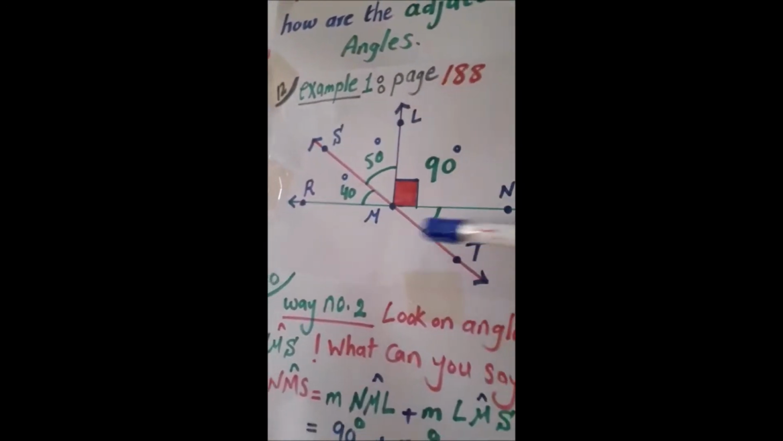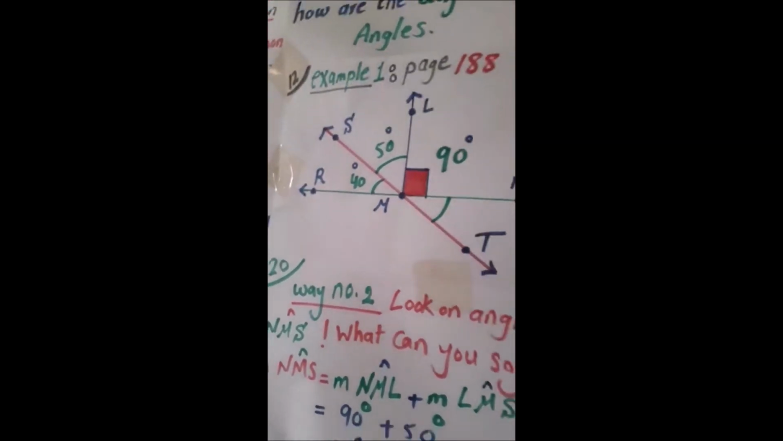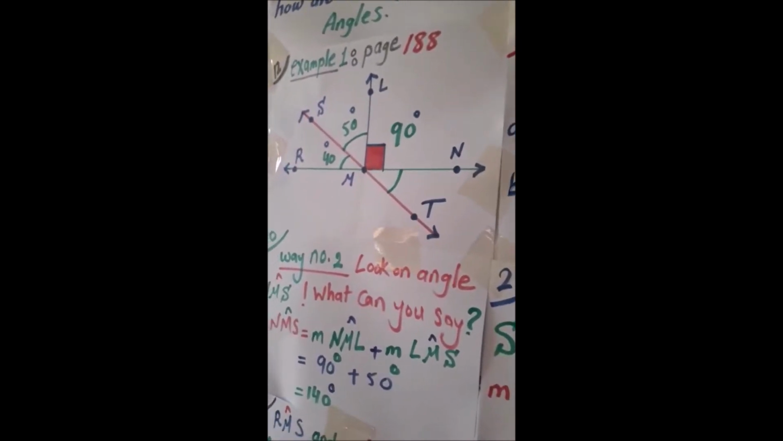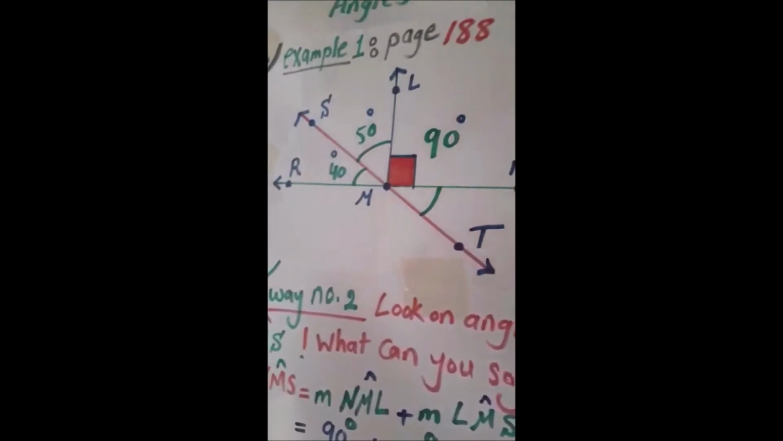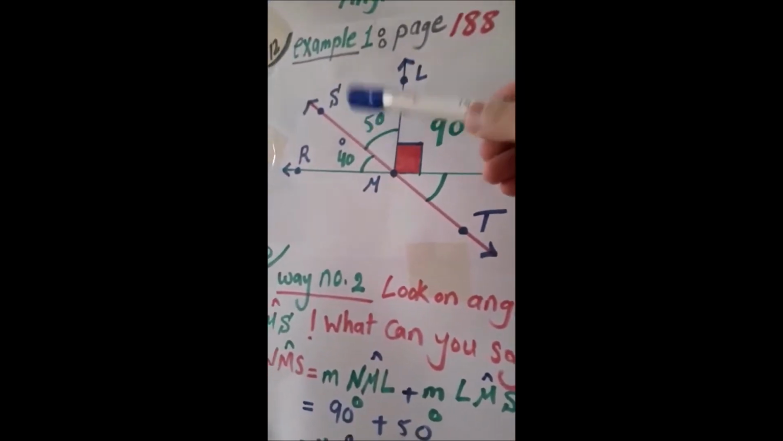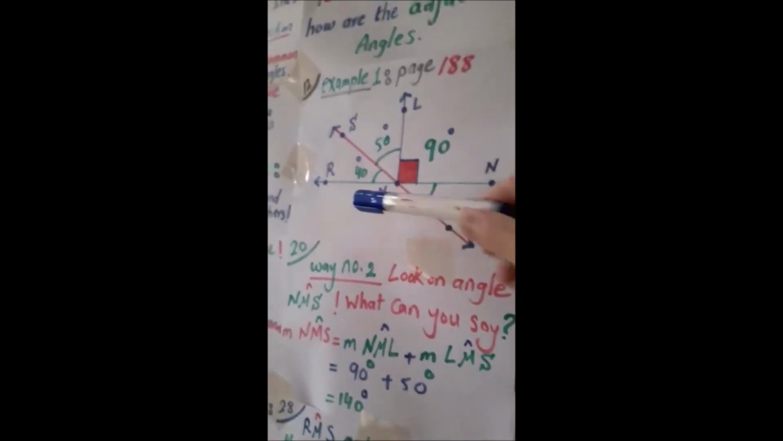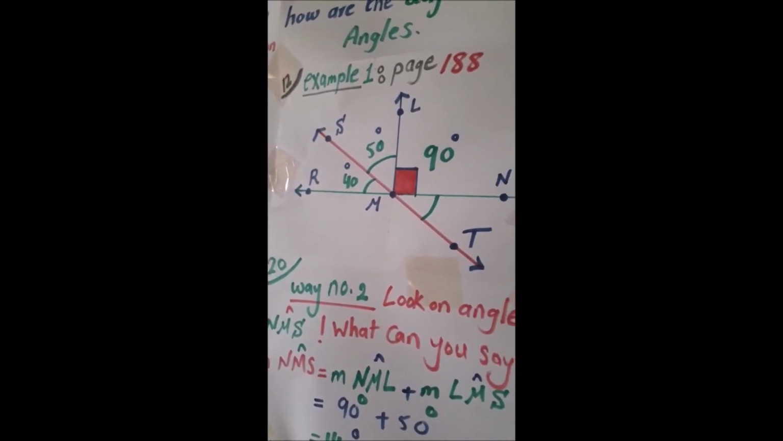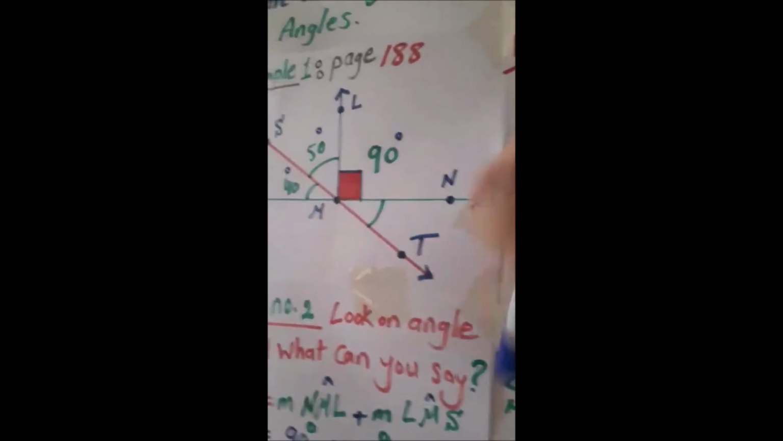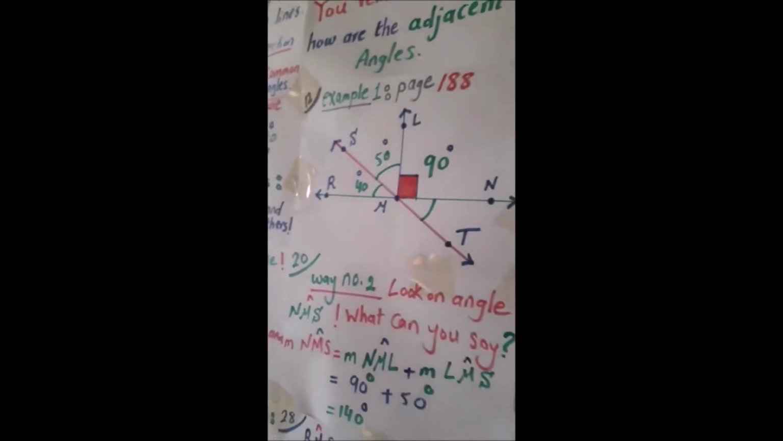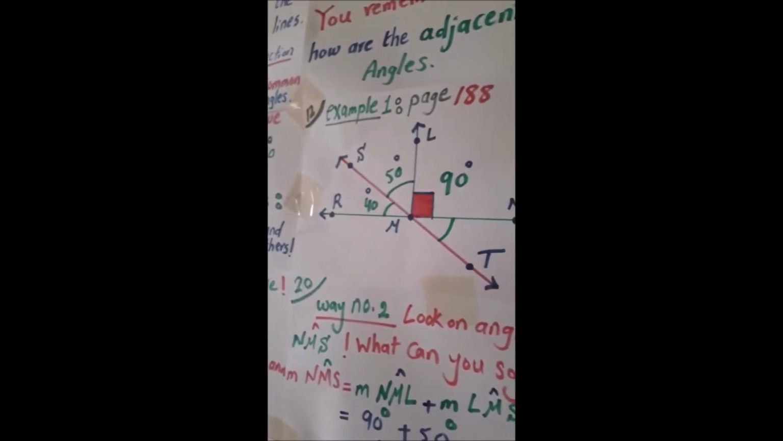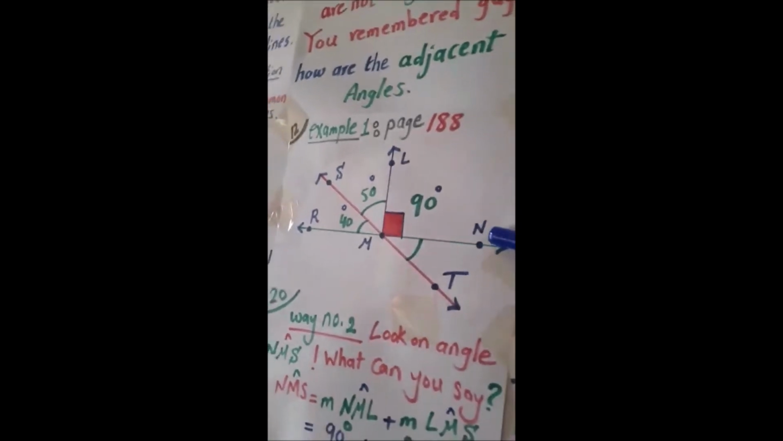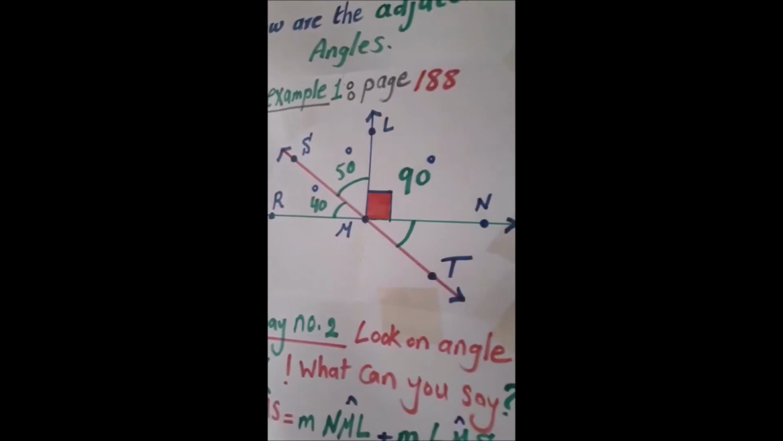NMS again is the obtuse angle, the big one. NMS is actually this plus this. The second one is RMS, or SMR. These two angles, this one and this one, we can call them supplementary, adjacent angles.